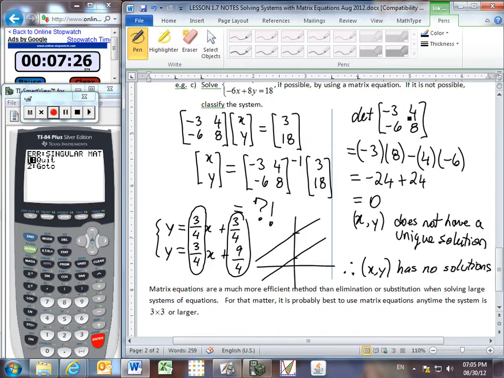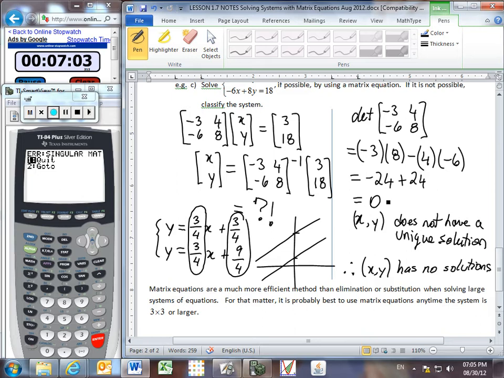Because if you get a determinant of 0, then you know you're going to have to choose a different solution method. Matrix equations will no longer work for you because they're not going to let you know whether you have no solutions or infinitely many solutions. So you'd have to do a graph or substitution or elimination if you had a determinant of 0. That's actually very, very rare when you have a large system of equations.